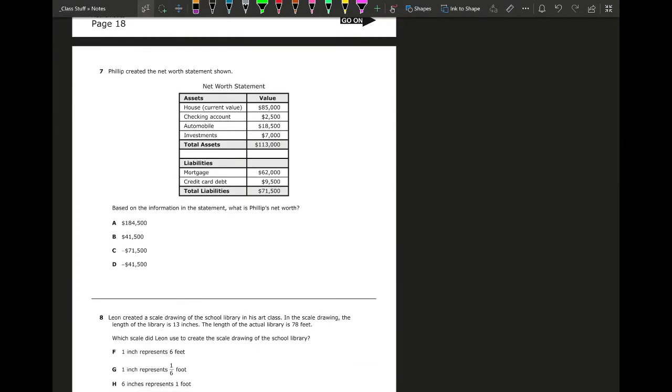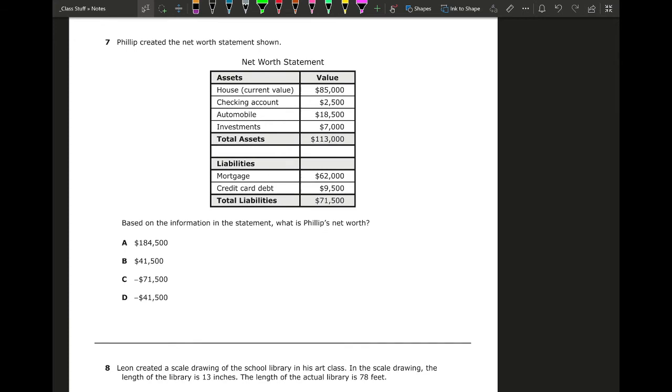We have a budgets question. I can see that because we have a list of things and money. All right, number 7. Philip created the net worth statement shown. He has assets and liabilities. Based on the information in the statement, what is Philip's net worth? Remember, we did talk about this. There's no formulas. You just have to remember that an asset is something that you own, that is already yours. You're not paying for it. And a liability is something that you're paying for. You don't own it. You're making payments on it. You have an outstanding balance for that item. For example, if you pay with a card, that's going to be a liability.